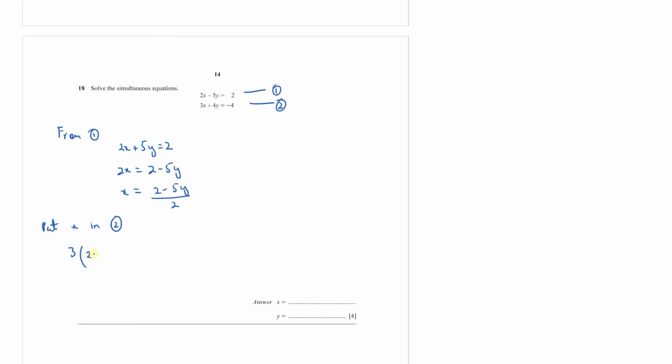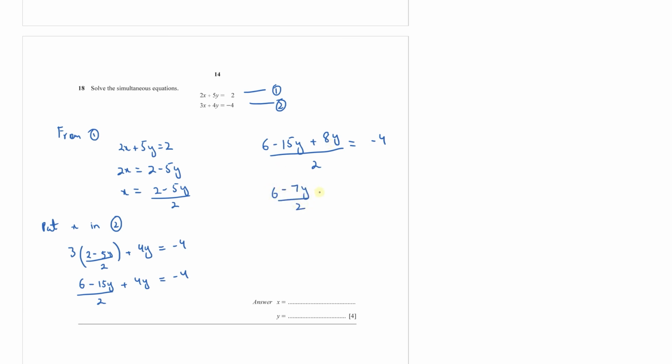So 3 times (2 minus 5y) over 2, and then plus 4y equals minus 4. Now if I open these brackets up, I get 6 minus 15y over 2 plus 4y equals minus 4. If I take the LCM, this becomes 6 minus 15y plus 8y over 2 equals minus 4. So minus 15y plus 8y would give me minus 7y. So (6 minus 7y) over 2 equals minus 4.